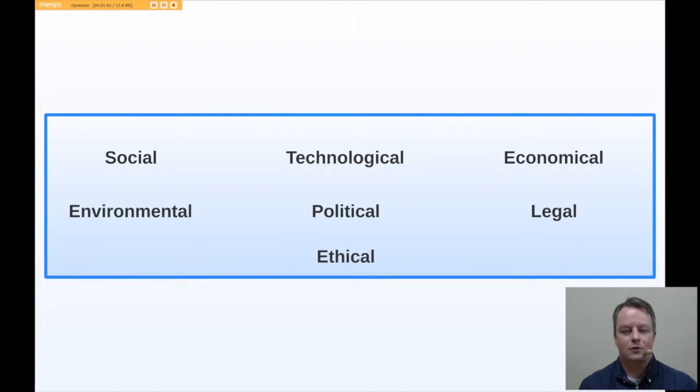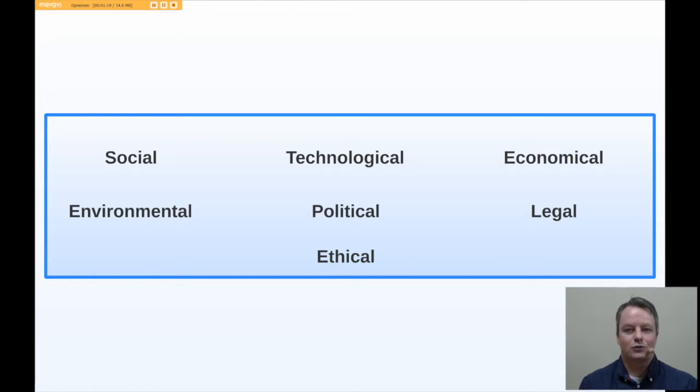Macroeconomics are the long-term changes that happen to your company. You cannot influence them, but you need to have insight into them. Social changes, technological changes, economical changes, environmental, ethical, political, legal changes. Changes that happen to your company without you being able to steer.